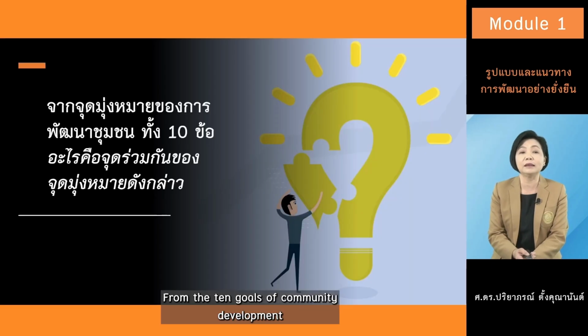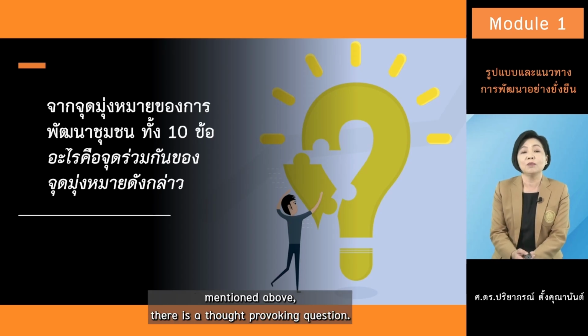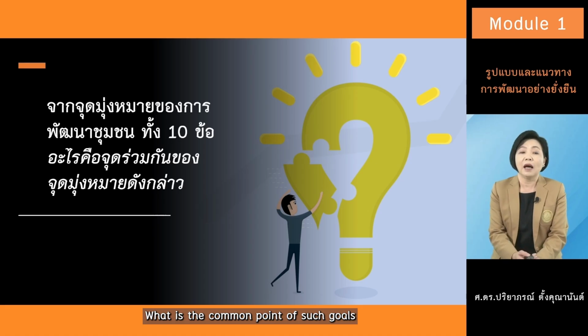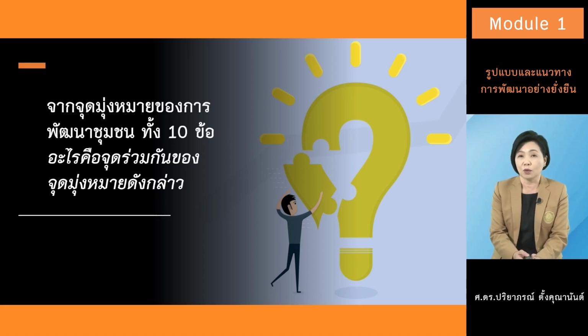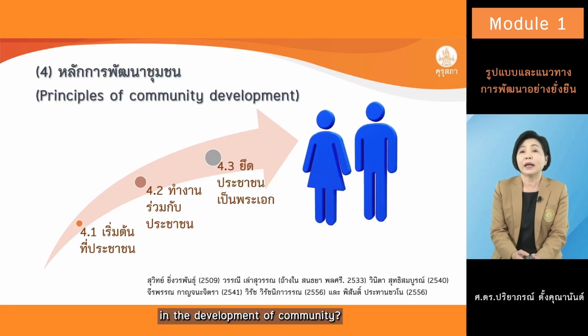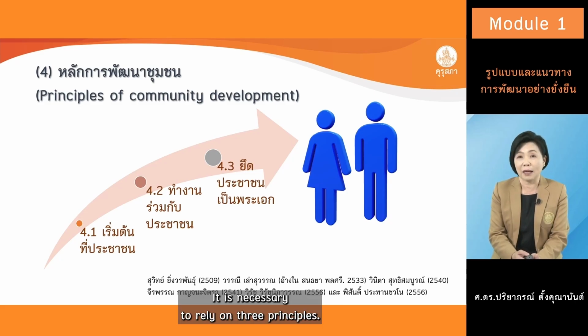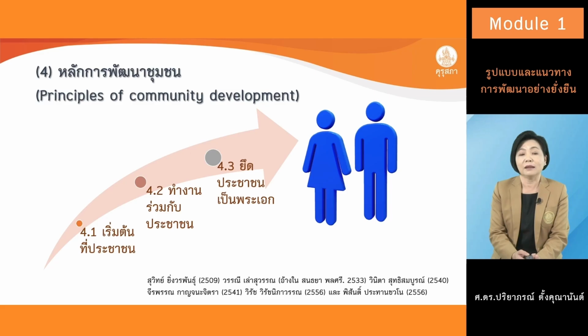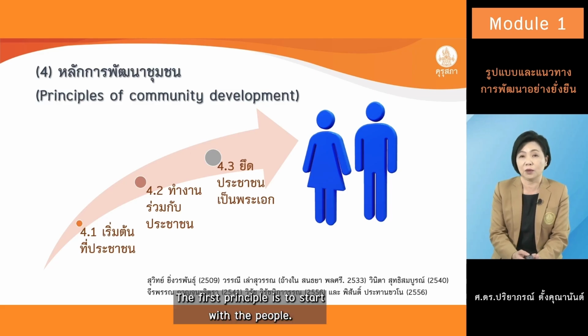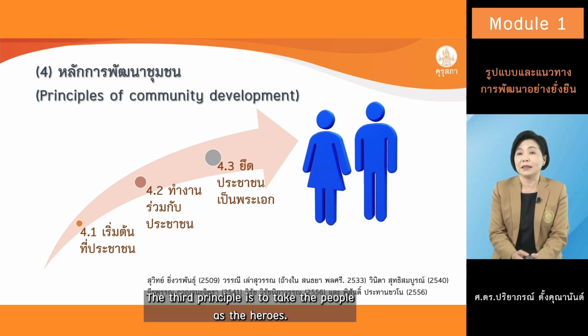From the 10 goals of community development mentioned above, there is a thought-provoking question: what is the common point of such goals? In the development of community, it is necessary to rely on 3 principles. The first principle is to start with the people. The second principle is to work with the people. The third principle is to take the people as the heroes.